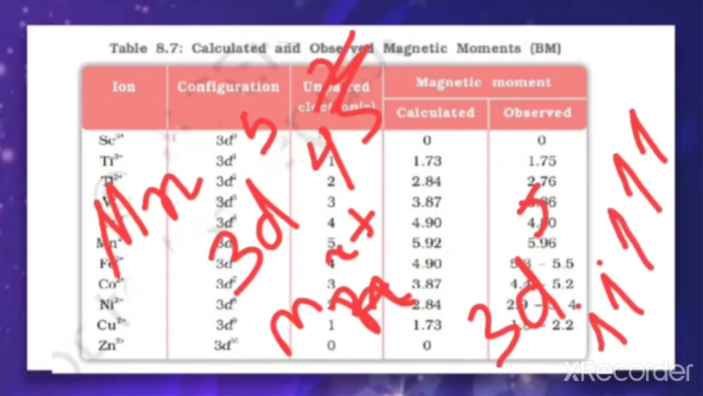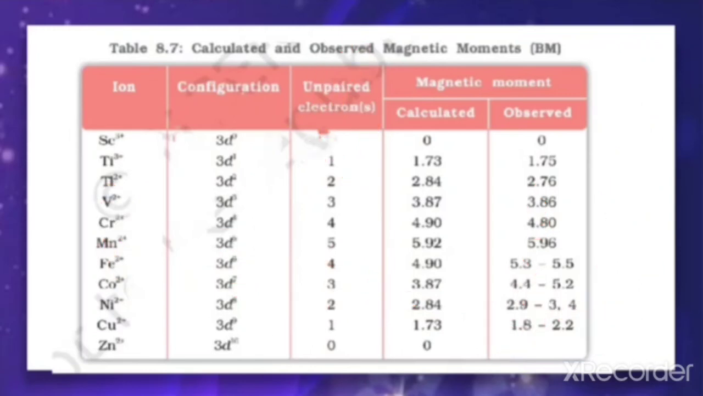All these electrons are singly occupied, 1, 2, 3, 4, 5. All the electrons are unpaired, so manganese has the maximum number of unpaired electrons, that is 5. That means n is equal to 5. What will be the value of mu? We find it by using the spin-only formula. After calculation we get the value 5.9.